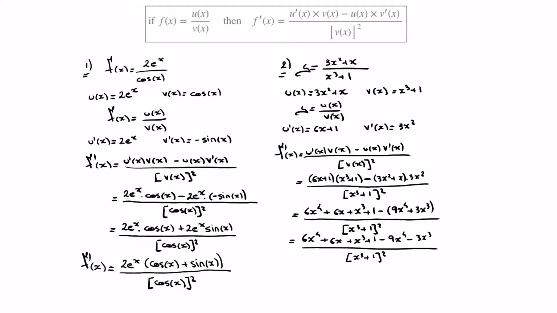As a final step, we simplify the numerator as much as possible. We can see that we have 2x to the power of 4 terms, so simplifying those will lead us to negative 3x to the power of 4. We also have 2x cubed terms, so simplifying those leads us to negative 2x cubed, plus 6x plus 1, all of which is divided by x cubed plus 1 squared. And that's our final answer.